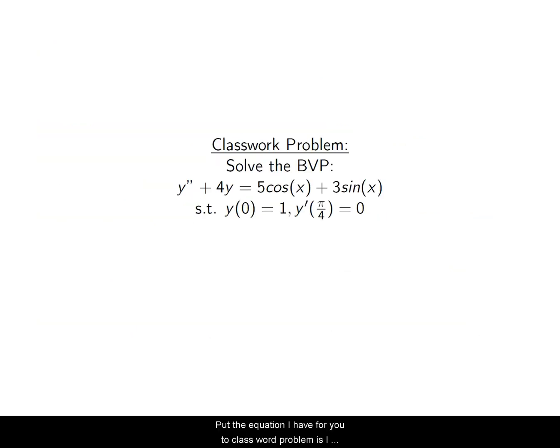I'm going to go back and forth between it. But the classwork problem I have for you is I want you to solve this boundary value problem: y double prime plus 4y is 5 cosine x plus 3 sine x, such that we have these conditions being handled. Again, for these classwork extra credit problems, I'm going to be posting the solutions. So that's why I want you to do it, so you have some practice and then you can look at what the actual solutions are.